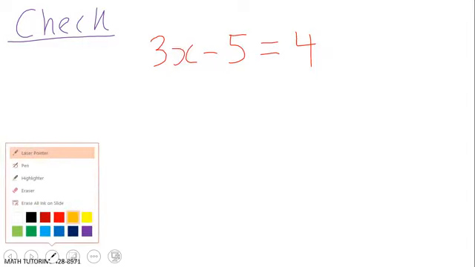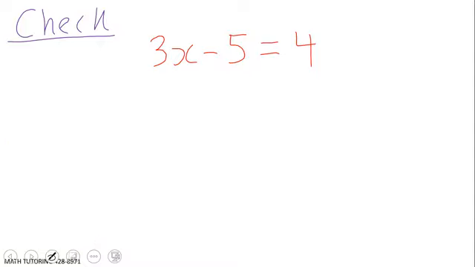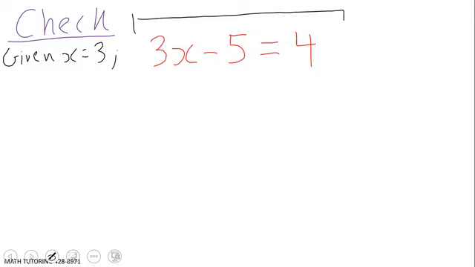Our claim is that, given x equals 3, I am certain that this statement would be true. That this side would indeed be equal to that side. And that's our claim. But we have to check it. And how are we going to check it? We're going to substitute x into the equation and see if we indeed get 4, right?